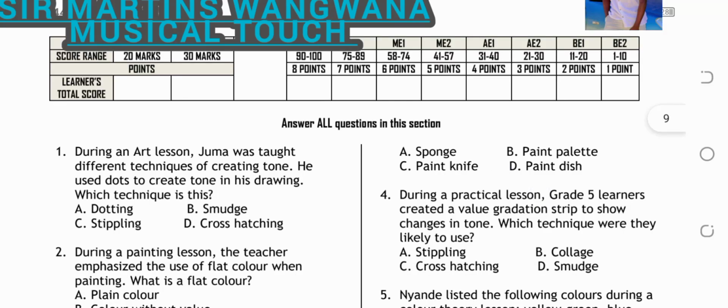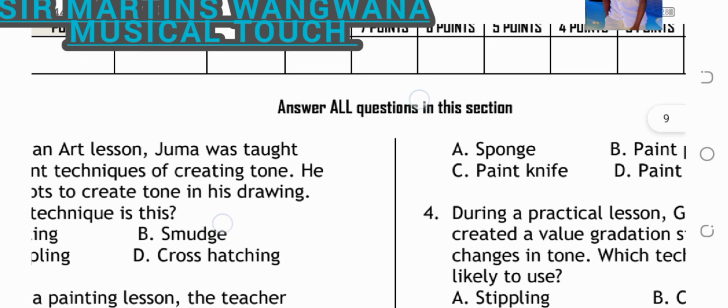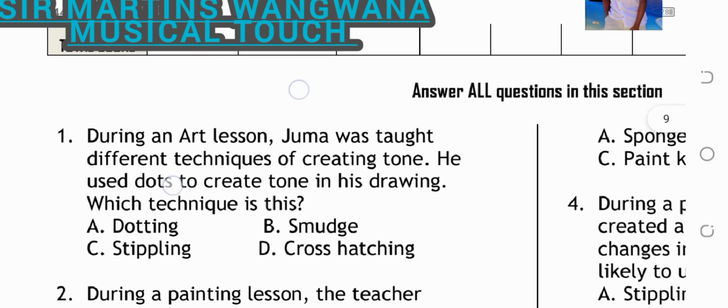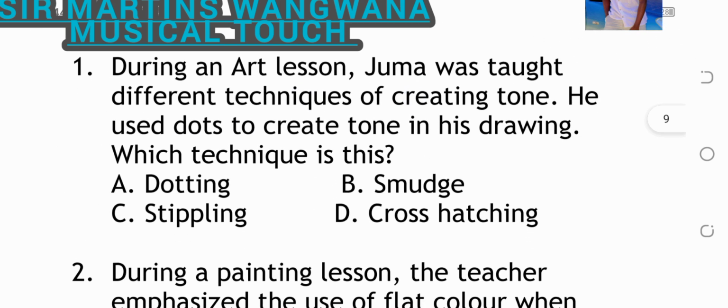Here, let me zoom it so that we can have the question visible for everyone as we move on. So the first question says, during an art lesson, Juma was taught different techniques of creating tone. He used dots to create tone on his drawing. Which technique is this? They have confused you with the word dotting there, but actually that is not the answer.